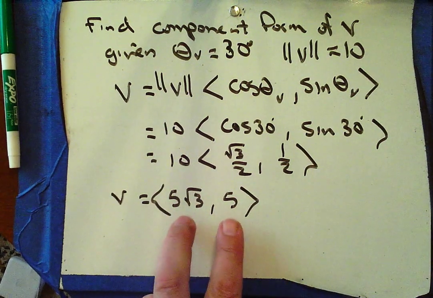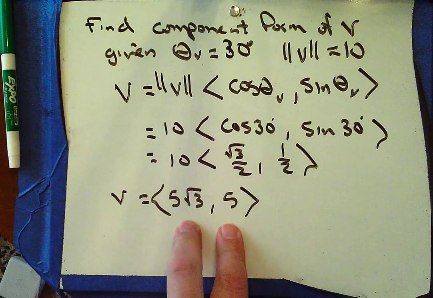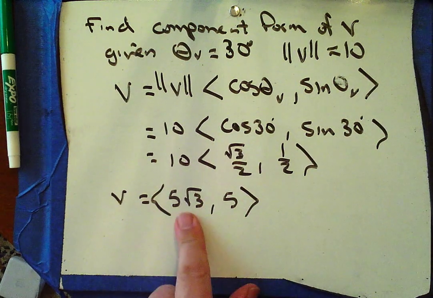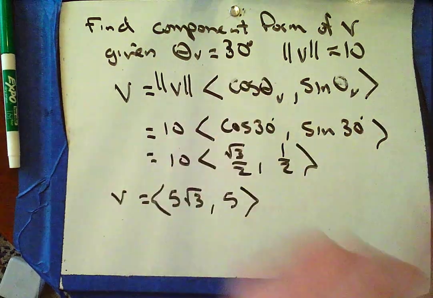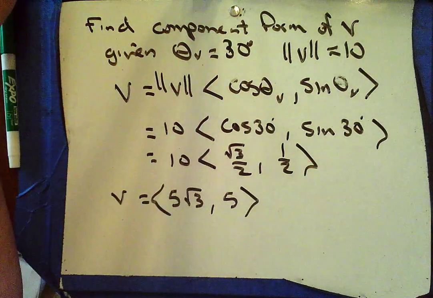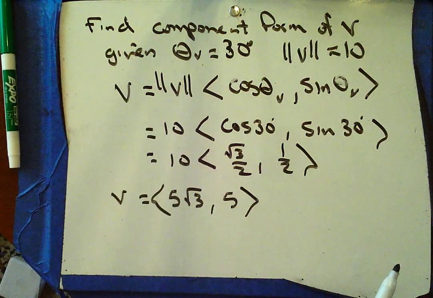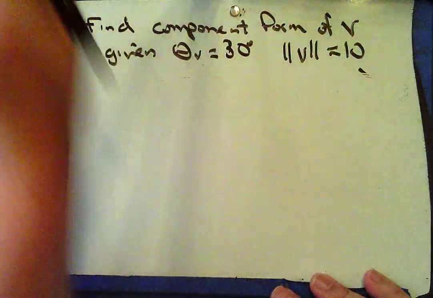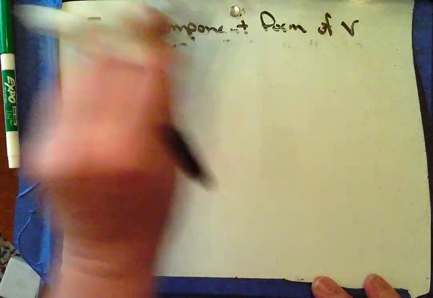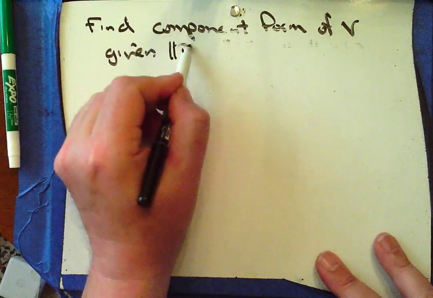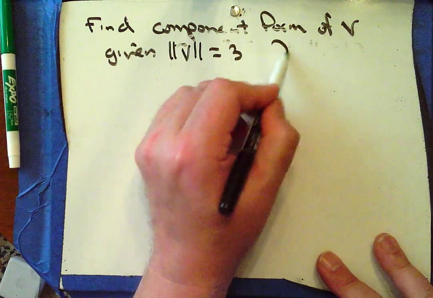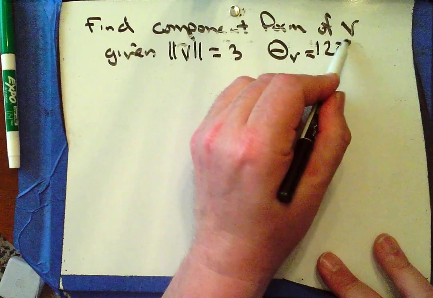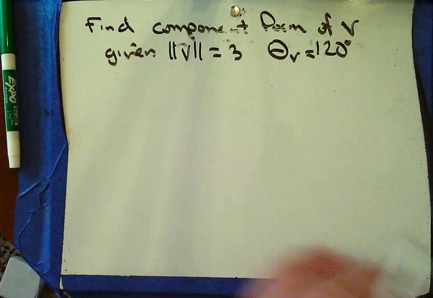Now, if I do the Pythagorean theorem on these, I'll end up with 10. And if I do inverse tangent of 5 over 5 root 3, I'll end up with 30 degrees. So it's a nice big circle we could go in. Maybe you should try one. How about magnitude of v equals 3 and theta v equals 120 degrees? You might want to pause the video now and try this one.